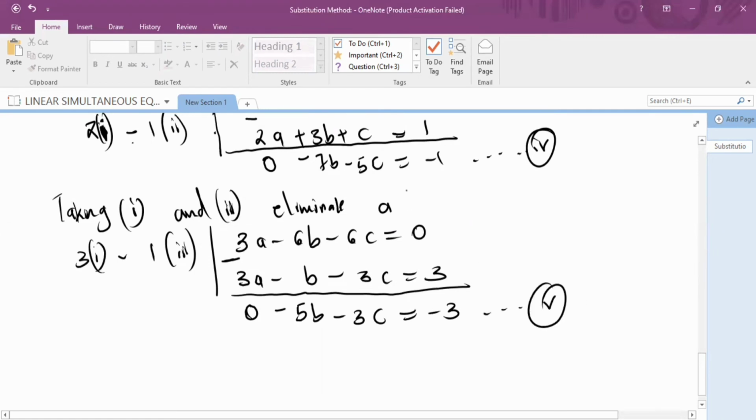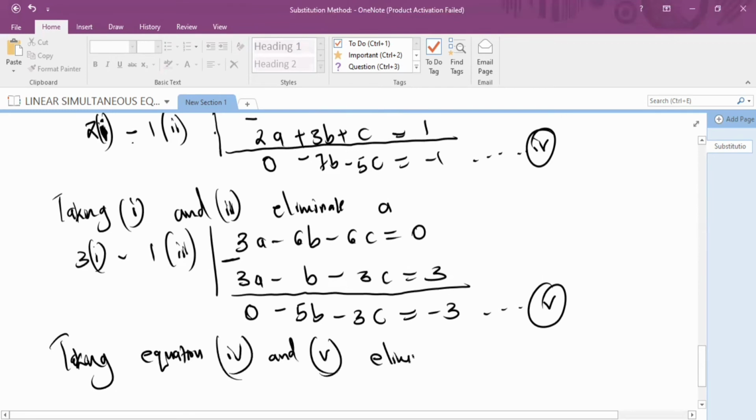Now we are going to take equation number 4 and 5 and now eliminate b. So taking equation 4 and 5, eliminate b. Now, in order for us to eliminate b, look at this. This is minus 7, this is minus 5.